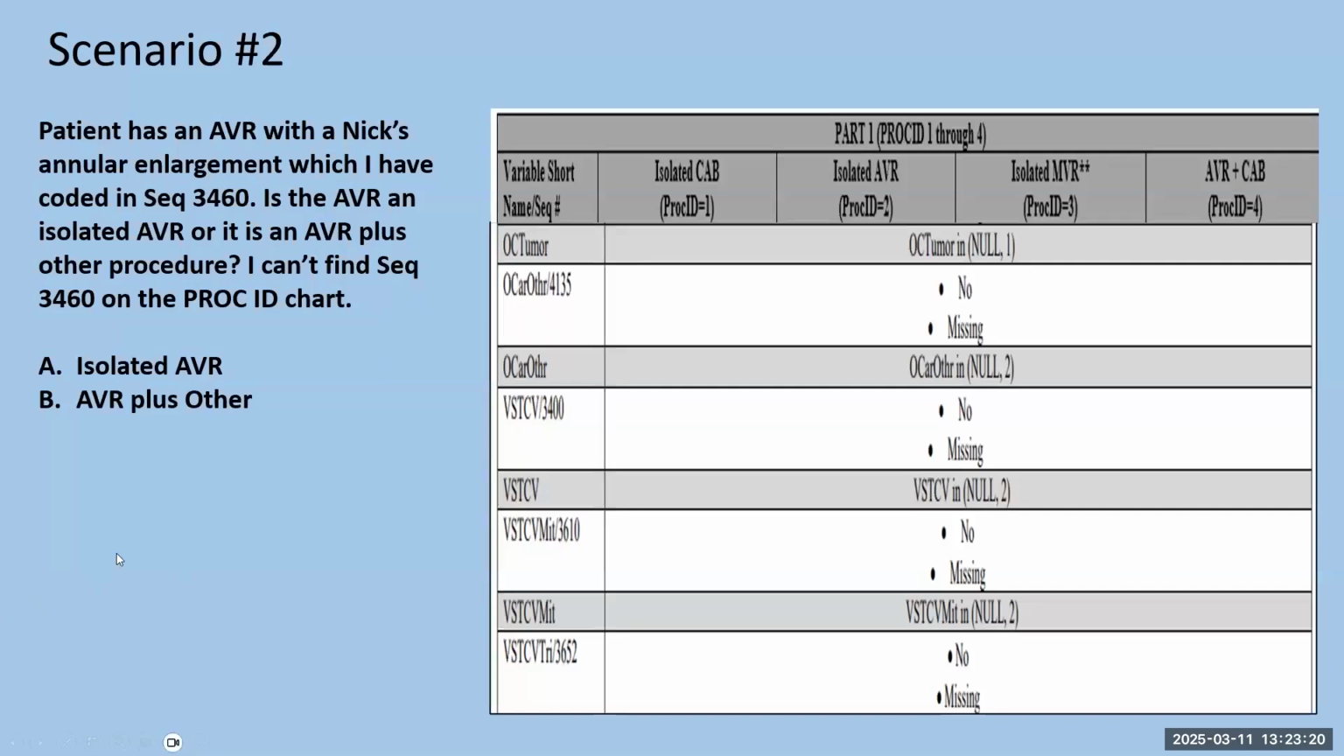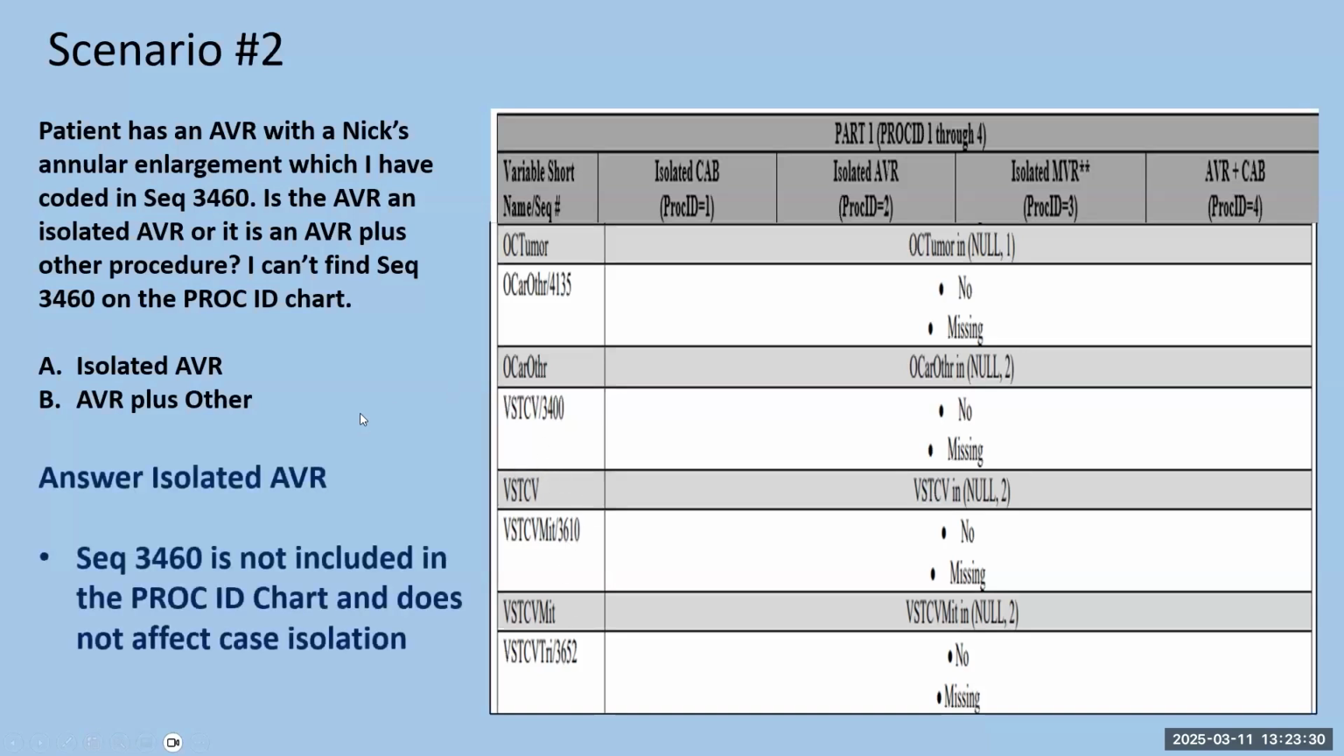And you can see the number jumps here anyway, 3,400, 3,610. So it's not even there. So this is an isolated AVR. So you do an annular enlargement. It does not affect case isolation.